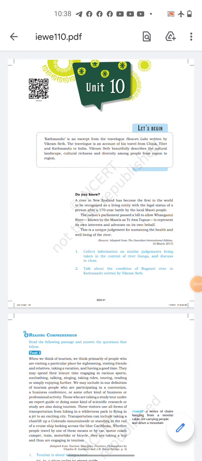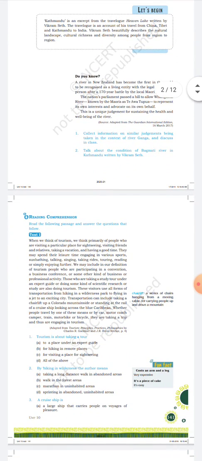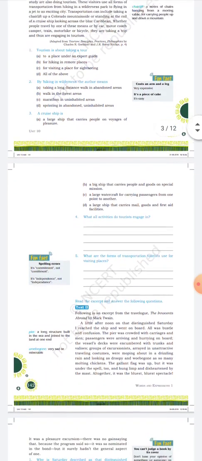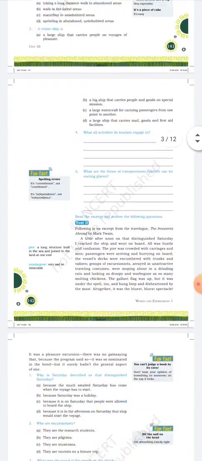Today we are going to discuss unit number 10. So, coming to the reading comprehension part, here you can see text 1. This is a very short text. Go through the text and then answer the subsequent questions. There are 3 MCQ type questions and then 2 short answer type questions.